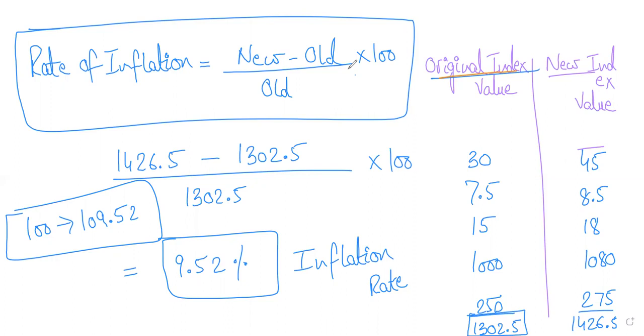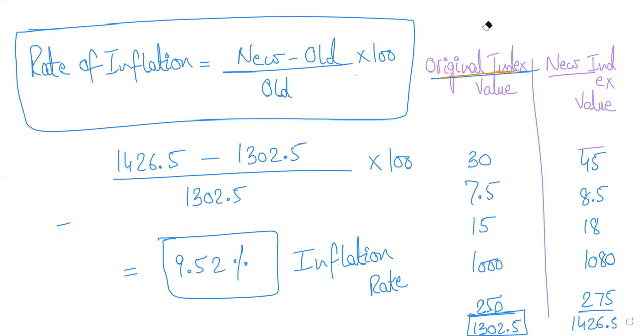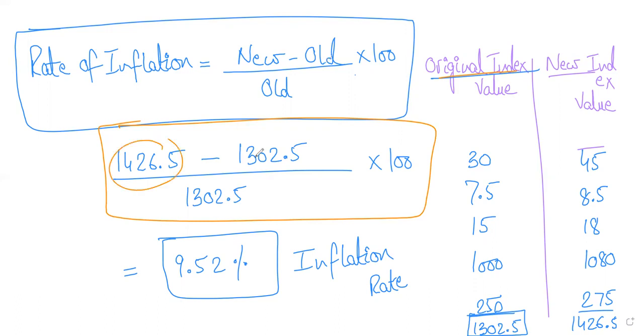But in MCQs, sometimes they give you this calculation. So in MCQs, what type of questions can you expect to see on the exam? They would give you the new index value and old index value. So on the MCQ exam, you can expect this part, where you are provided the new index value, which is this, minus old index value, which is this, divided by old index value times 100. Easy? Is this making sense? So this is what you need to know.